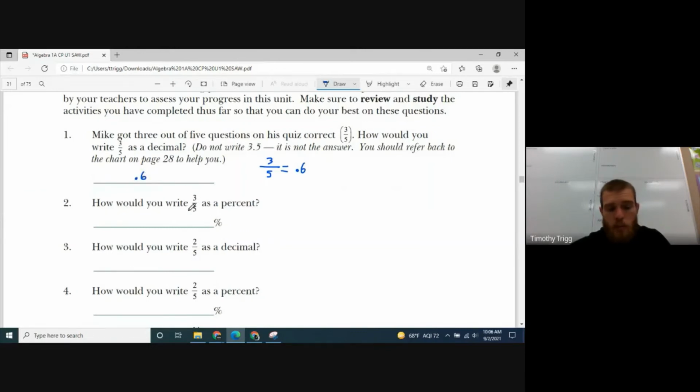What would that be as a percentage? Well, to change from decimal to percentage, we move the decimal to the right 2 places. So that's the same as saying 60%. Okay, so he got 3 out of 5, which is a 60% on his test.